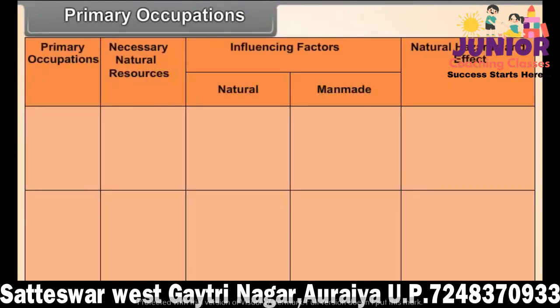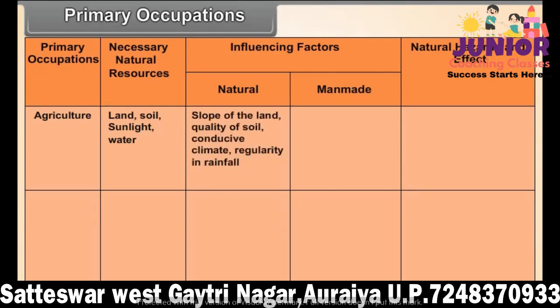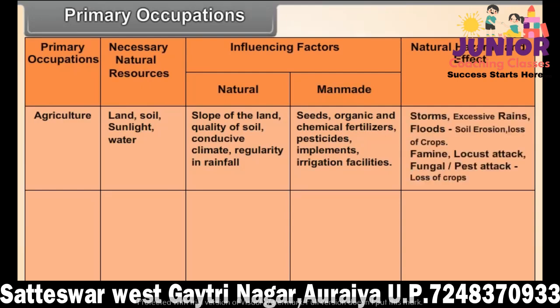Primary occupations. Agriculture. Necessary natural resources: land, soil, sunlight, water. Influencing factors: natural: slope of land, quality of soil, conducive climate, regularity in rainfall. Man-made: seeds, organic and chemical fertilizers, pesticides, implements, irrigation facilities. Natural hazards and effects: storms, excessive rains, floods, soil erosion, loss of crops, famine, locust attack, fungal pest attack, loss of crops.